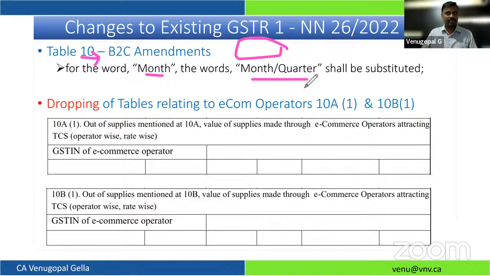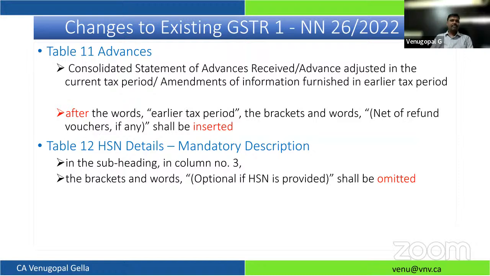They have substituted this. Parallelly, since in table 7 the e-commerce reporting was dropped, amendments relating to e-commerce, both interstate and intrastate, were dropped even here. This is another change. Then the important change is on advances. Since the refund vouchers have been removed, they have inserted advances in table 11. From 9, it moved to table 11, which is advances. Now, why is this a change?